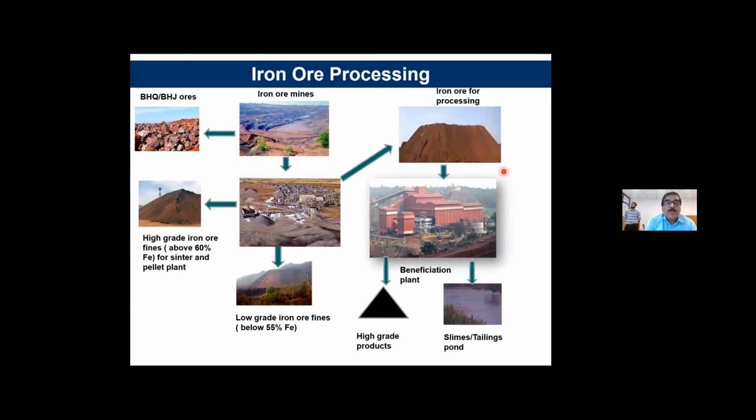What iron ore processing people are doing, if you take the mines, they are separating the BHQ, and they are taking it particularly for the mines. The main objective is crushing and screening to generate BF grade, DRI grade, sinter grade, and pellet grade. If it is high grade fines, they take it for sinter or pellet purpose. If it is low grade fines, they take it to the beneficiation plant. But those that are very low grade, they stockpile at the site.